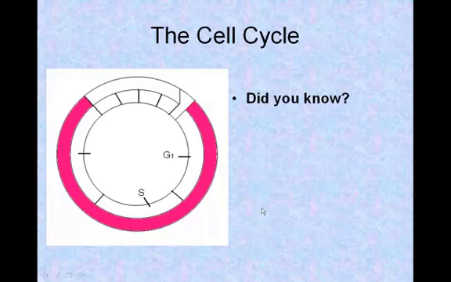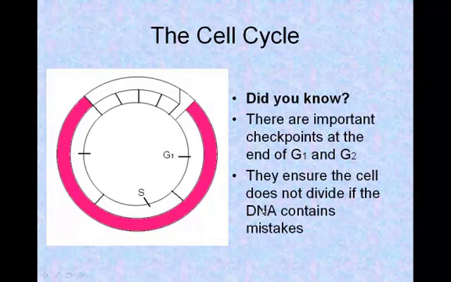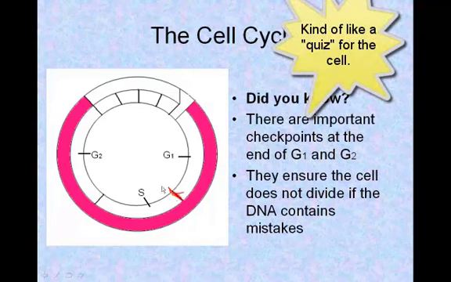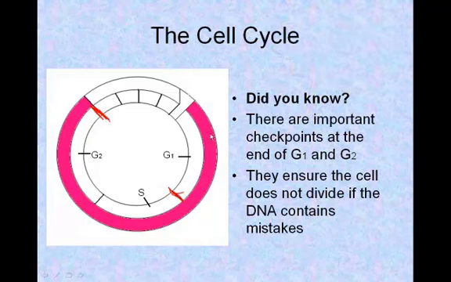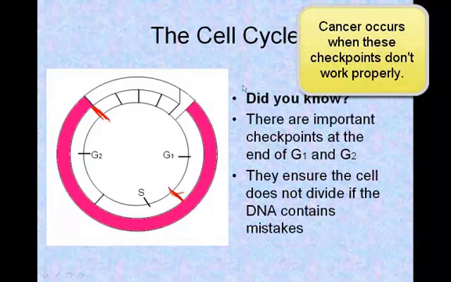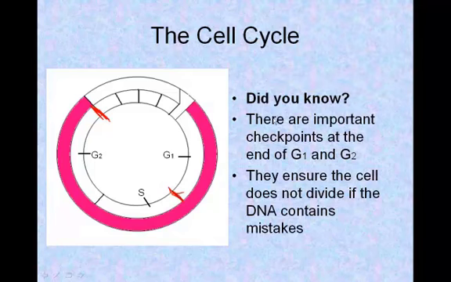Now, at the end of G1 and G2, there's actually checkpoints that the cell has to go through. So here and here, the cell kind of does a self-test. And if there's damage to the DNA, the cell's not going to continue through the cell cycle. And this helps prevent mutations in your body. Cancer is a disorder where these checkpoints don't work properly and the cell divides even though it has damaged DNA.